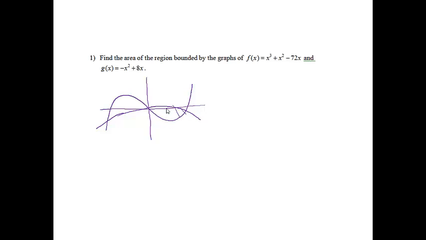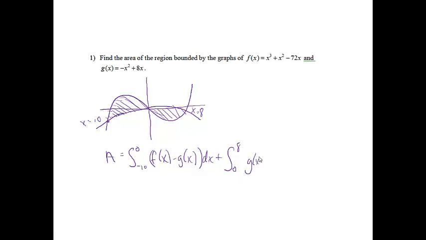So you'll notice that there are actually two areas that I'm going to have to find and then add together. For the first area, the point of intersection is at x equals negative 10, so the first area goes from negative 10 to 0 because that's where they cross again. And I notice that f is on top, so it will be f of x minus g of x dx, and then plus the second one, which goes from 0 to 8, where they intersect. And this time g is on top, so I'll do g of x minus f of x.